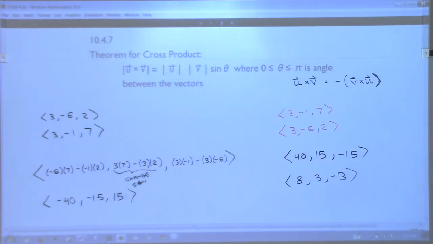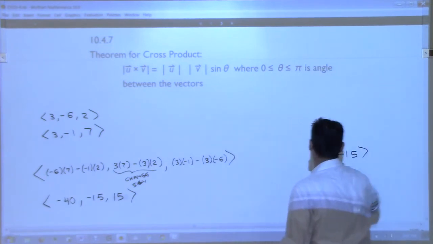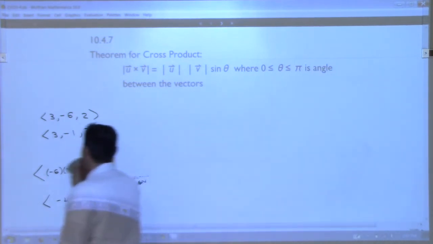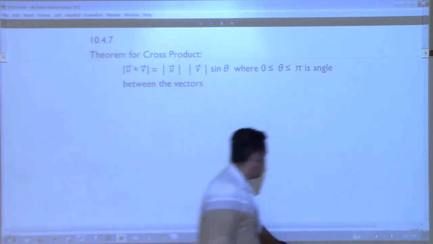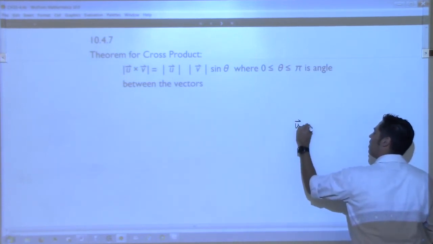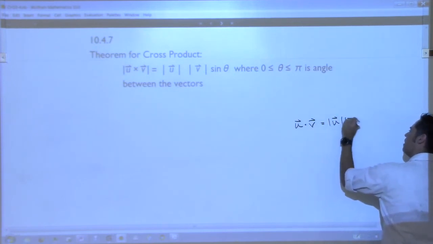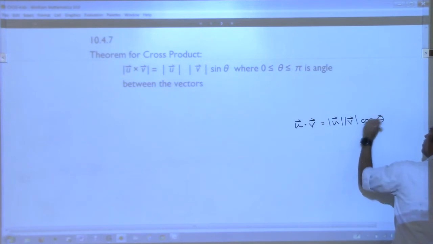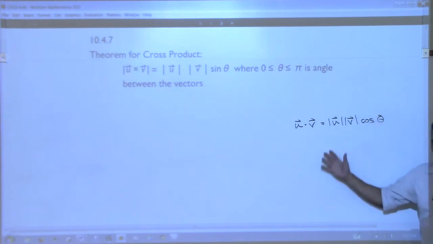Here's a theorem. We had a theorem for dot products that was really important, and this is a theorem for cross products. It is not as important, but it is there. So I'll remind you of the theorem from last class. Last class we saw that u dot v, the dot product, was equal to the magnitude of u times the magnitude of v times cosine of the angle between them. That was the big formula from last class. This allowed us to find the angle between two vectors.